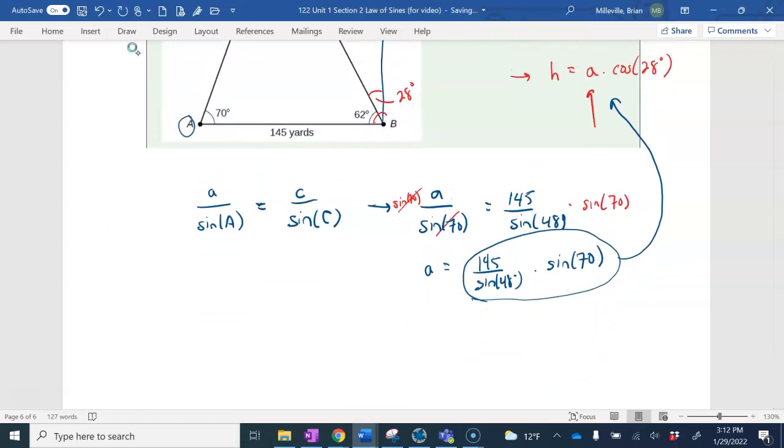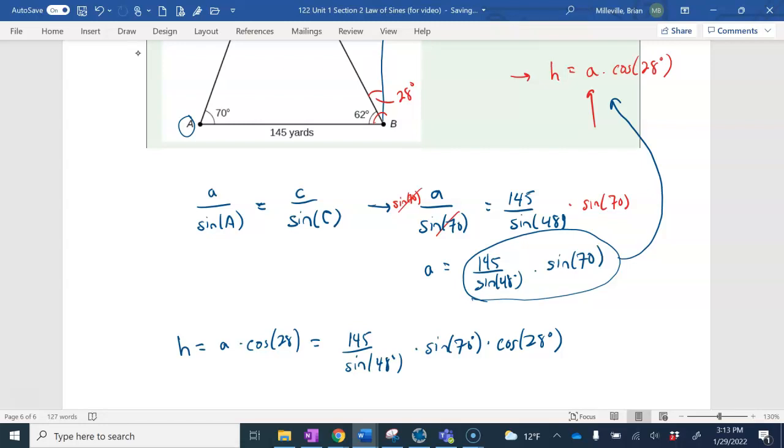All right, so the height h we knew was side length little a times cosine of 28 degrees. I'll leave the degree symbol off. We just found little a. I'm going to put that in parentheses. That was 145 divided by sine of 48 degrees times sine of 70 degrees, and we're now going to multiply that then by cosine of 28 degrees. All right, so that's a good way to approach this.